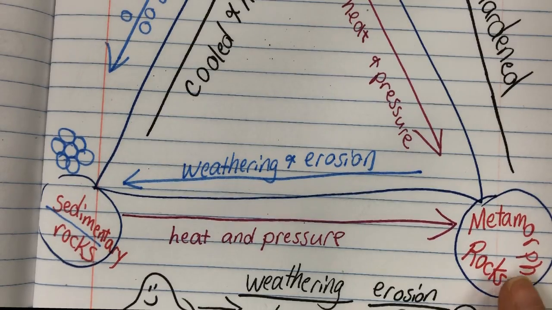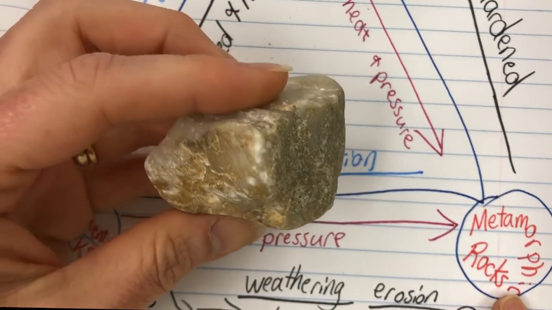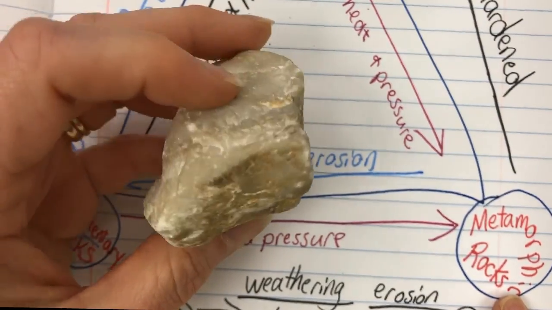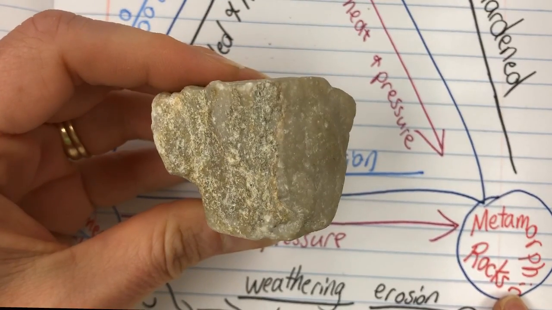Another common form of a metamorphic rock would be marble. We use marble in a lot of buildings, tabletops, statues. This is an unpolished piece of marble in its raw form. Like granite, marble can become very beautiful when it is polished and made shiny.